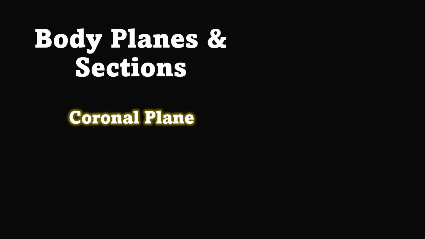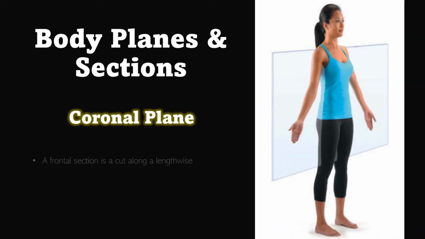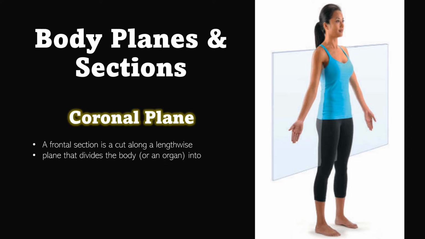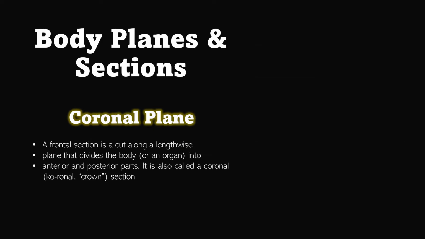Next is the coronal plane. The coronal plane is a frontal section. A frontal section is a cut along a lengthwise plane. So we are cutting the body lengthwise, which means that we are dividing body organs into anterior and posterior parts. The front part is the anterior part, and the back part is the posterior part. So it is also called a coronal section.